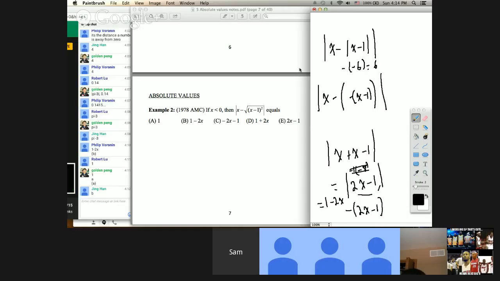So again, first I changed the square root of the square into absolute value, and then I justified that the inside is going to be negative, so I have to multiply that by -1. And then these two negatives right here cancel out with each other since it's multiplication. And then so it's just x plus x minus 1, absolute value of 2x minus 1. And then since this is also going to be negative because x is less than 0, take the negative of that, you get your answer 1 minus 2x.